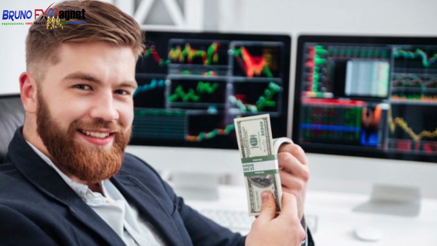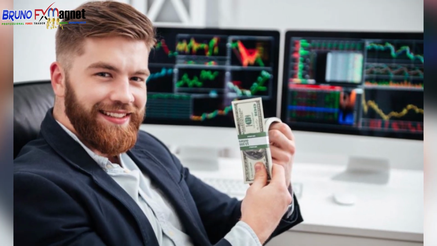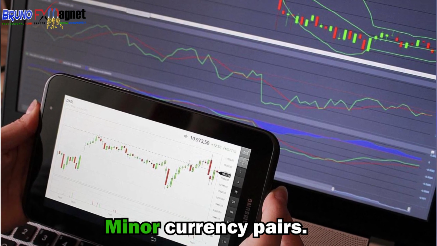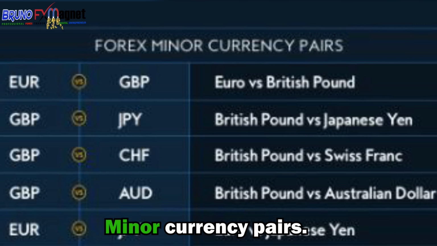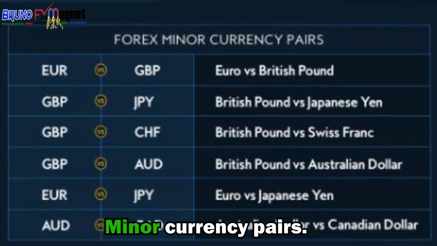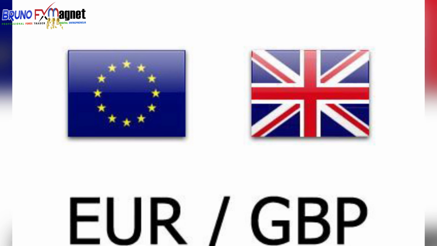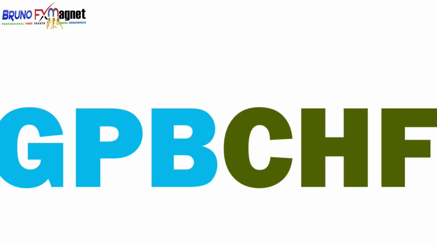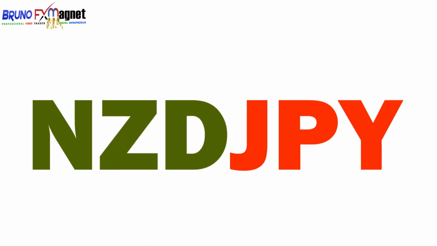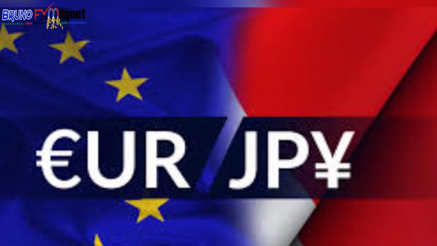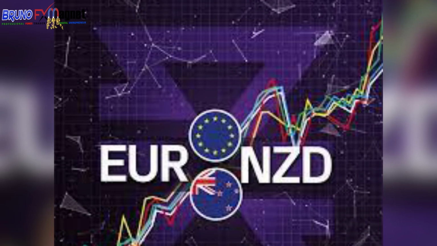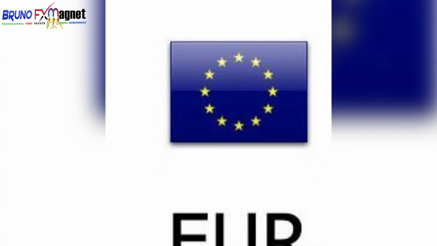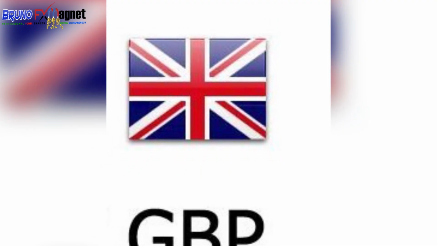Alright? Let's go on number 2. Among 3 types of currency pairs, number 2 we find minor currency pairs. Minor currency pairs are pairs which don't include the United States dollar. Examples of minor currency pairs we find Euro GBP, Euro AUD, GBP JPY, GBP CHF, NZD JPY, GBP CAD, and many others. The most traded minor currency pairs are pairs which consist the Euro, Yen, and the Great British Pound.